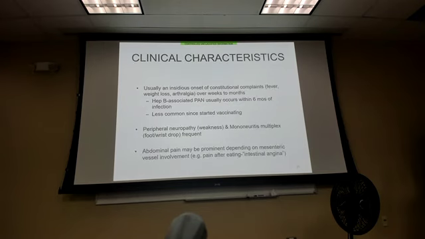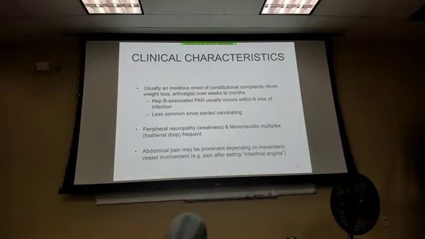Clinical characteristics: usually an insidious onset of constitutional complaints. So like we said before, fever, weight loss, arthralgias over weeks to months. If that is Hep B associated, that usually occurs within 6 months of them having that. Less common since starting vaccination, so get that stuff done.